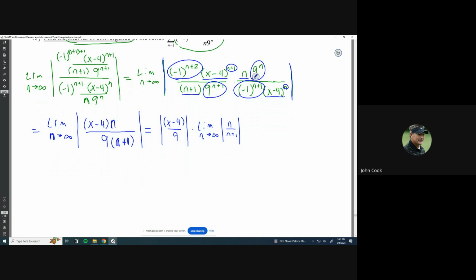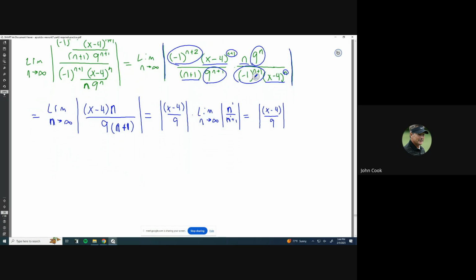Okay, and then the next thing that we're going to do is use this limit. This is a simple rational function. Since the degree in the top, which is 1, and the degree in the bottom, which is 1, are the same, we just compare the coefficients, which would just be 1 in this case. So this turns into absolute value of x minus 4 over 9, and then times 1. Multiplying by 1 doesn't do anything, so I can just ignore the times 1 there. So that's what this limit turns into. And remember that this converges if this limit that we get, absolute value of x minus 4 over 9, is less than 1.